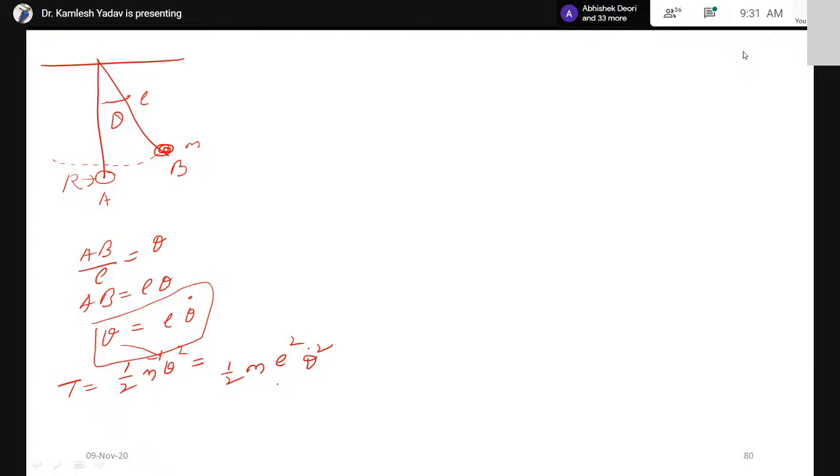Now we have to calculate potential energy. Let us suppose this is the reference point. If we consider potential energy above, then we consider positive. If we consider potential energy below, then we consider negative. Suppose this is the reference point. Bob moves from A position to B position. Then this net height from A position is equal to this.